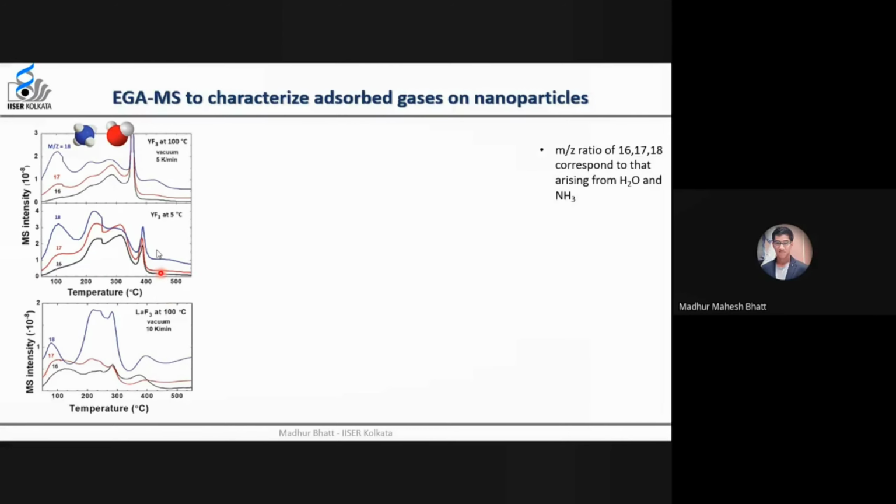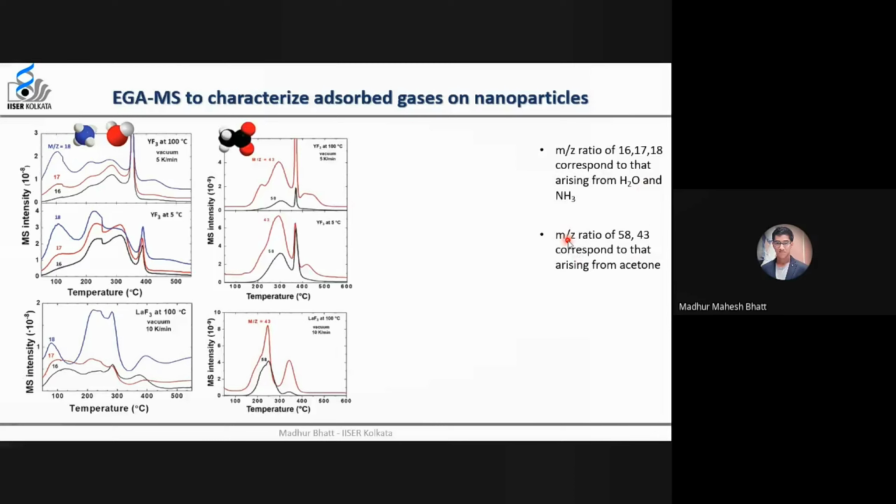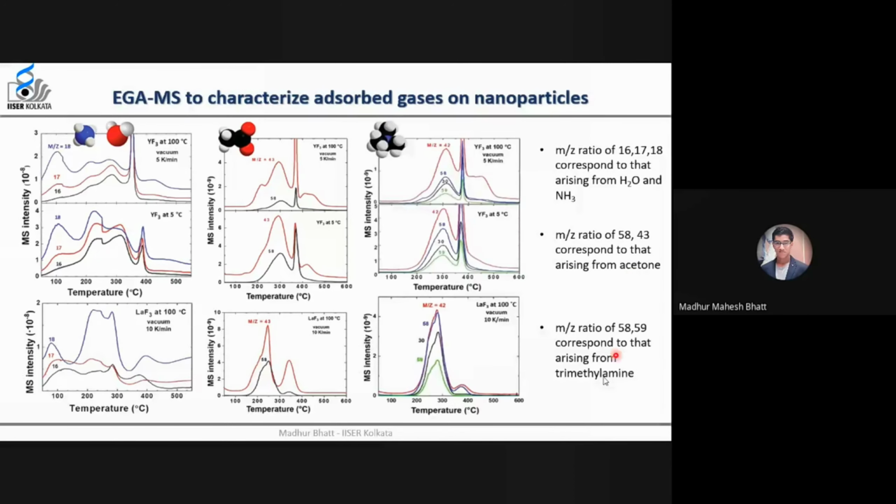it requires more time. So the next thing, M by Z ratio of 58 and 43 corresponds to the gas, it corresponds to the acetone that is released. It's released from the acetate. The M by Z ratio of 58, 59 corresponds to trimethylamine that is released from the tetramethyl ammonium. So there are many M by Z ratios that we can see here. It is due to fragmentation of the molecule.